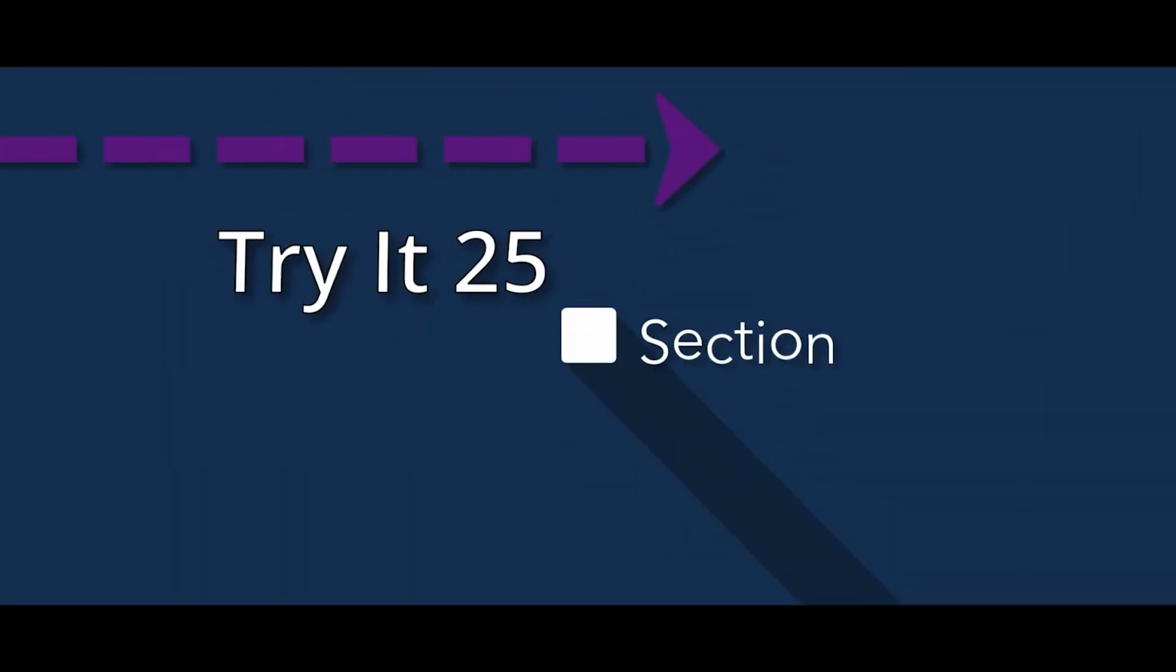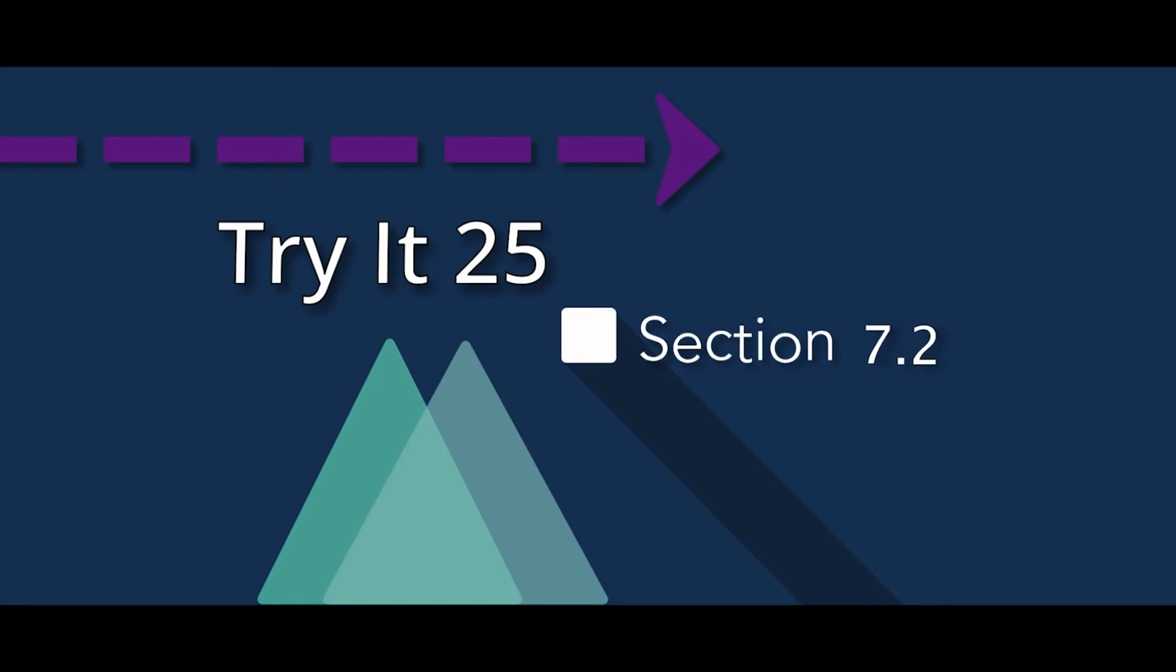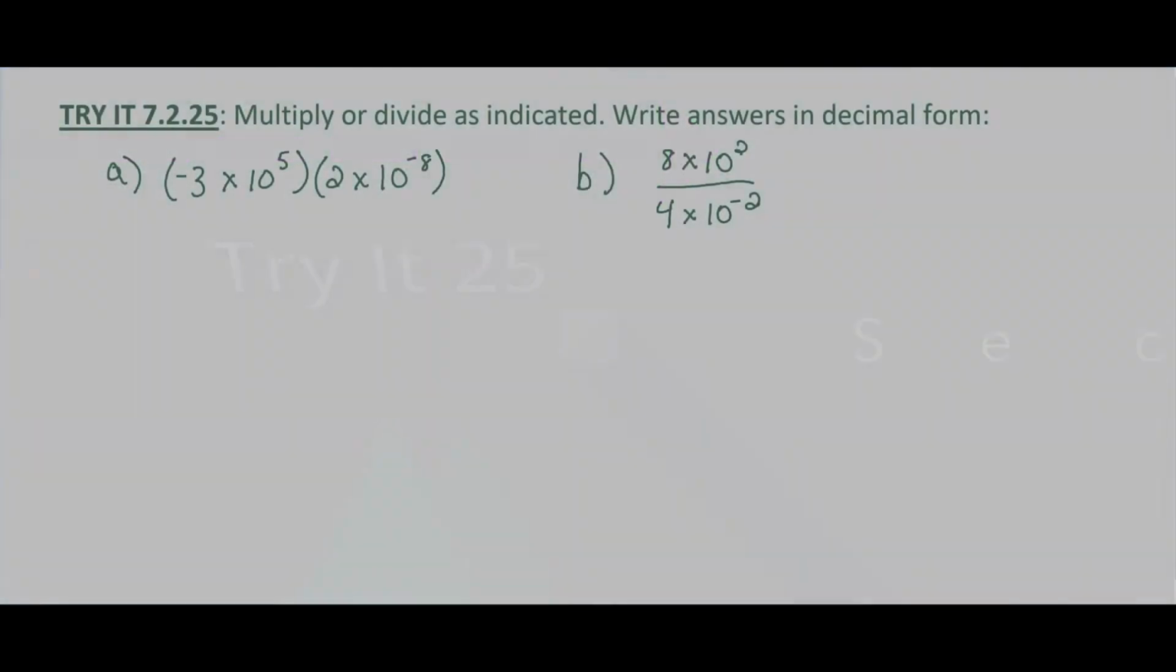So now we're looking at multiplication and division involving scientific notation. And this is the point of using scientific notation. It makes multiplication and division much easier to perform if we have really, really big numbers or really, really small numbers.